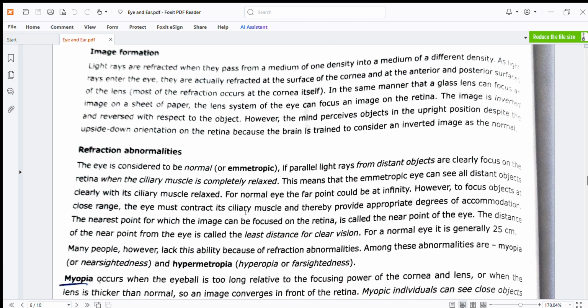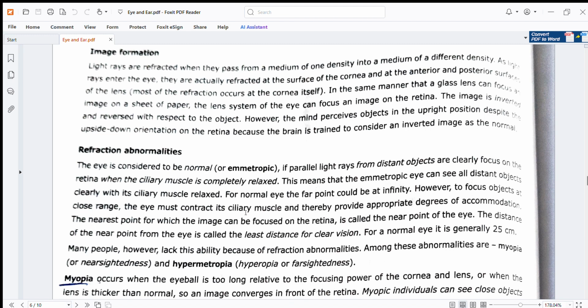The image is inverted and reversed with respect to the object. However, the mind perceives objects in the upright position despite the upside down orientation on the retina, because the brain is trained to consider an inverted image as the normal.